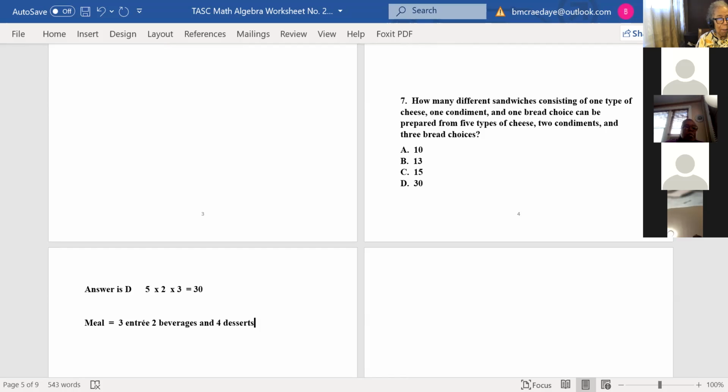How many meal combinations could you make out of 3 entrees, 2 beverages, and 4 desserts? How many?